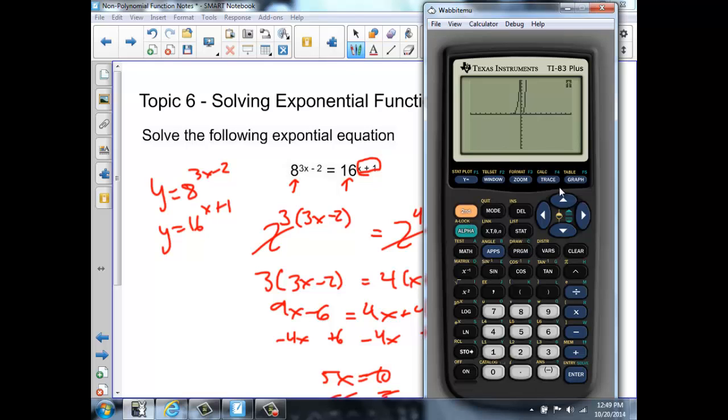So try this. Go second, calculate an intersection point, and then just press enter 3 times. Once for the first curve, once for the second curve, and once for a guess. It won't actually show you the point on your graph, probably. But it should still find it, I think. In theory, this should work.